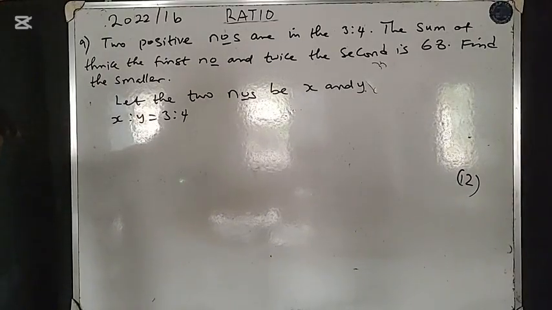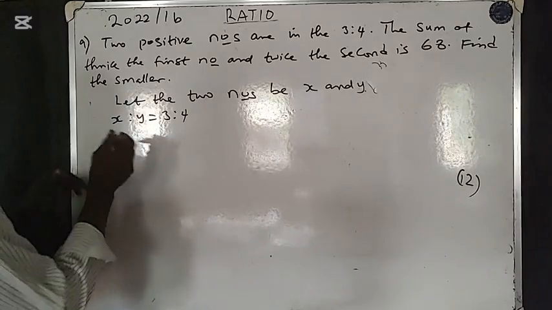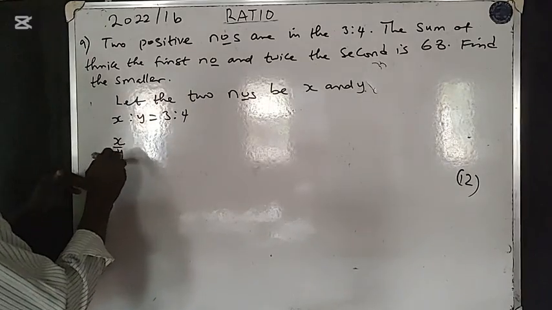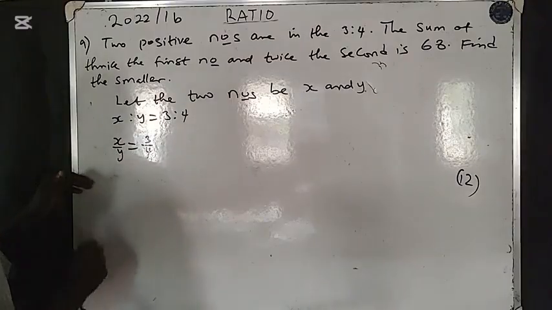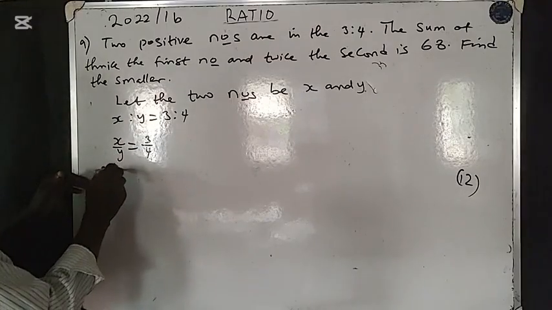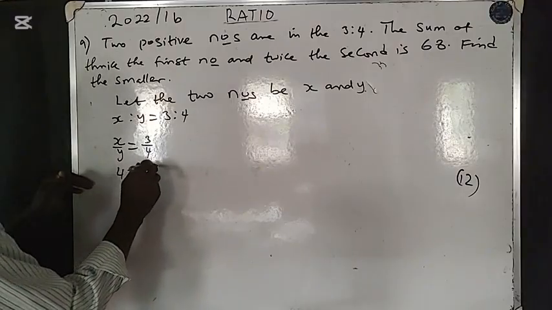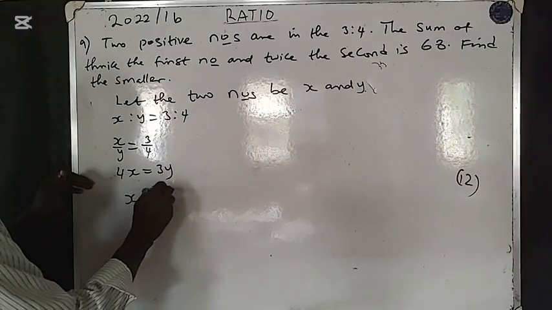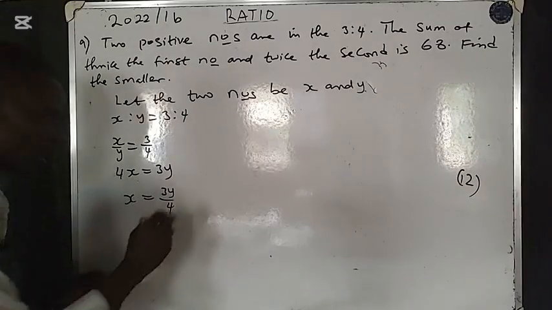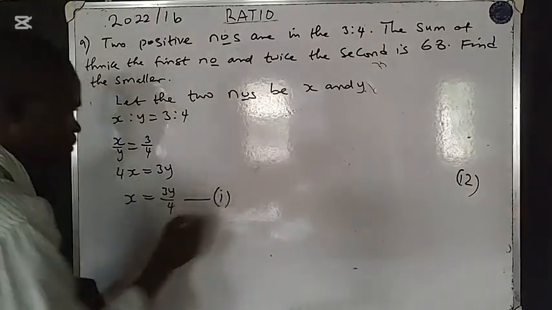Let us make one subject, any one that we like. Let's make x the subject. So x over y equals 3/4. True or false? When we cross multiply, we have 4x equals 3y. So x equals 3y/4. This is our equation 1, right?